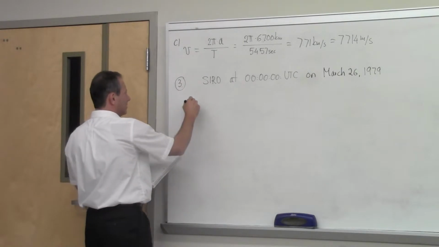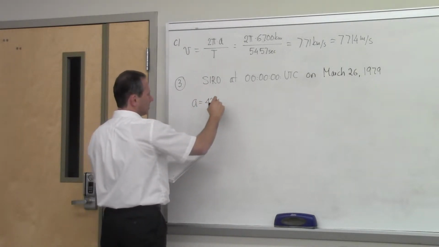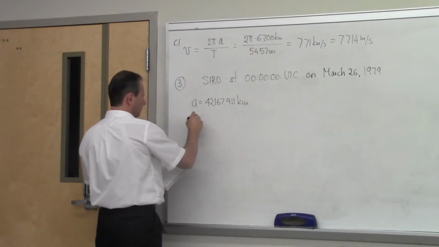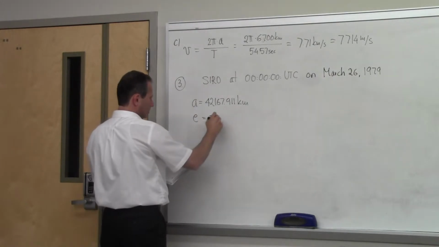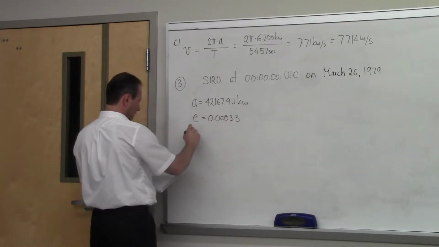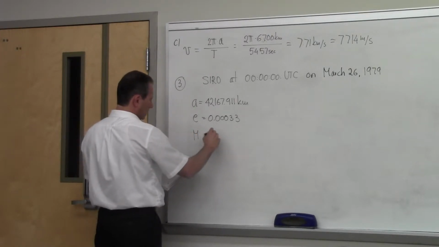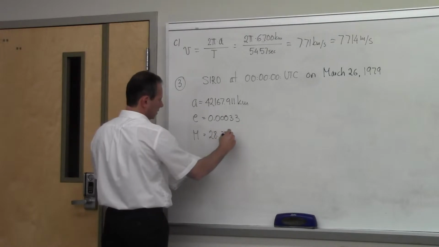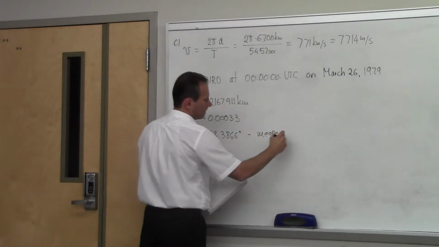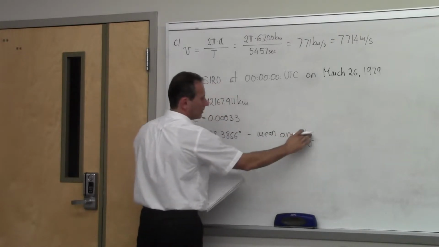You have a semi-major axis. A is 42,167.4911 kilometers. E is equal to 0.00033. And then mean anomaly is equal to 28.8866. So this is mean anomaly.